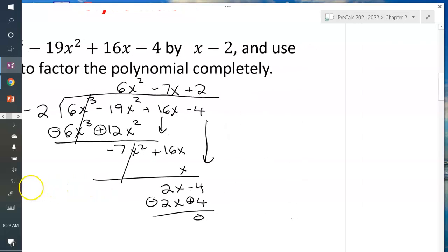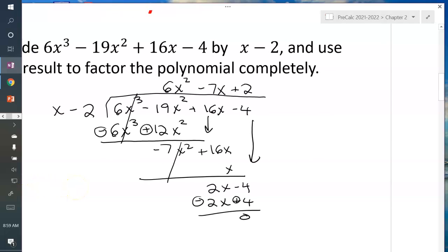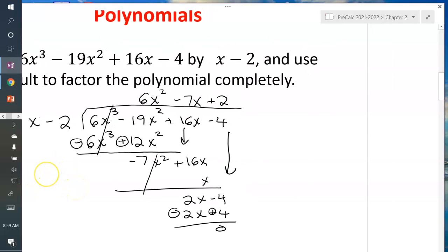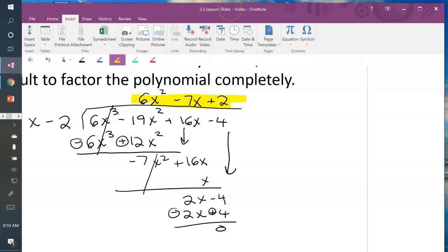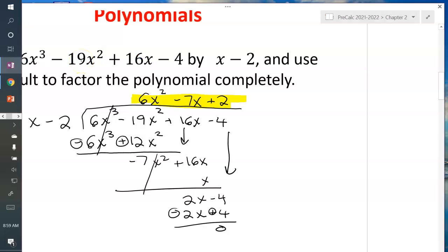The next thing I'm going to do, since it asked us to factor completely, is I'm going to take this remaining quadratic, this one right here. I'm going to take that and I'm going to factor it. So I have 6x squared minus 7x plus 2. My preferred method is slip and slide. Use whichever method you prefer.